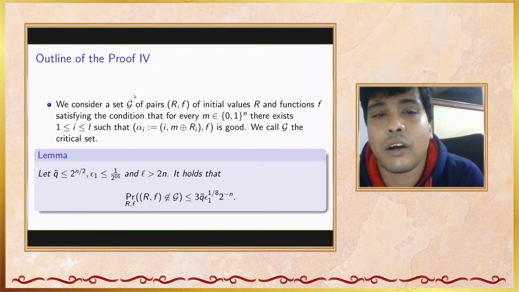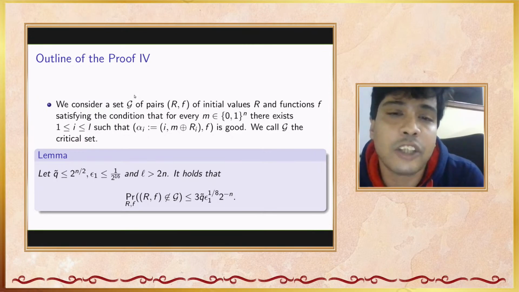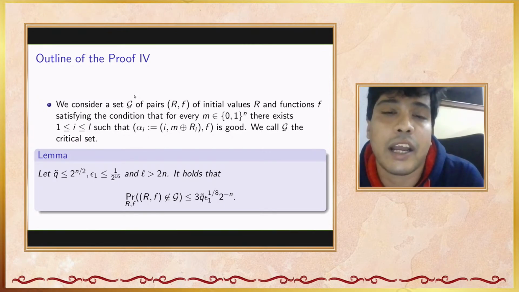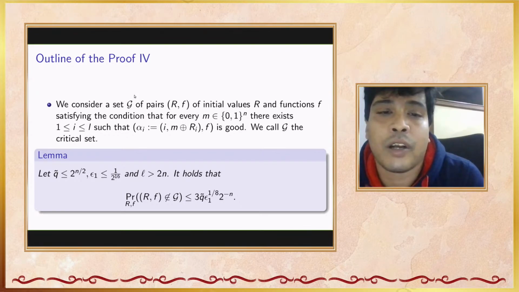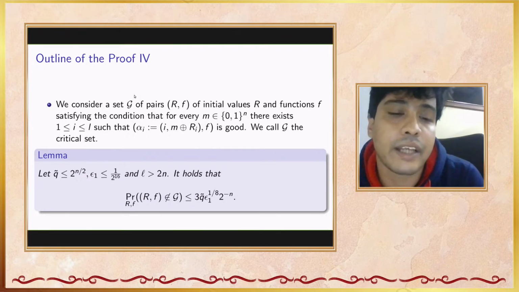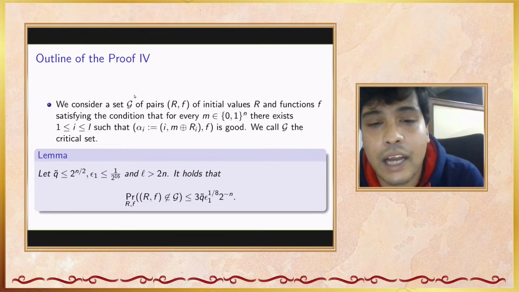We then construct a set which we call critical values. They consist of pairs of the public random string R and random functions F, such that for each M there exists an index i such that M plus Ri is good for Fi. That is, M plus Ri is not a crooked point for Fi, and M plus Ri has not been queried by any crooked point for F. We call this the critical set. We are able to show that when R and F are both sampled randomly, the probability that they do not belong to the critical set is very small. It is of the order of epsilon to the power 1/8 into 2 to the power minus n.